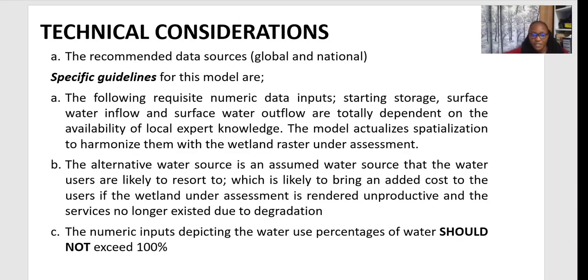What are the technical considerations that you should have when you are looking at this wetland water storage model, or when you are trying to use it to analyze levels of water storage? The recommended data sources are found in the guide, the global and the national, that you can apply for this particular model. But there are specific guidelines that are key: the requisite numeric data inputs, starting storage, surface water inflow, and surface water outflow are totally dependent on the availability of local expert knowledge. The model actualizes specialization to harmonize them with the wetland raster and the assessment.